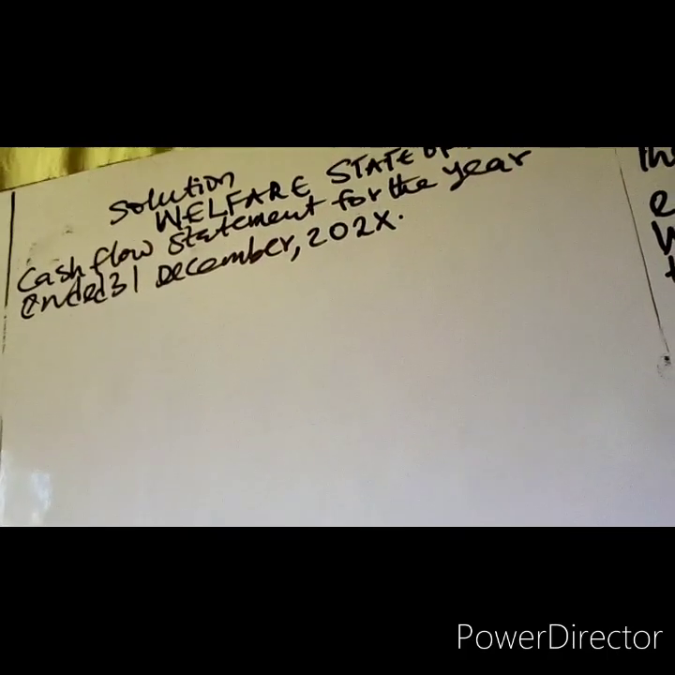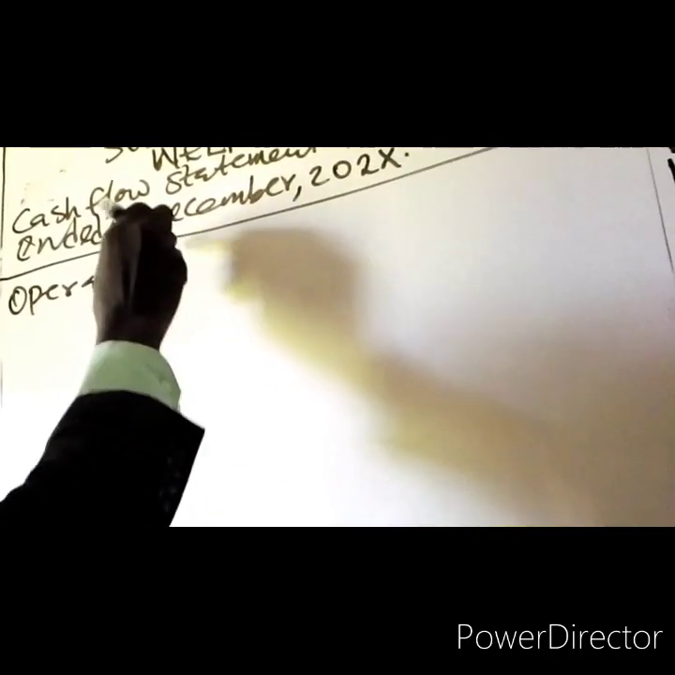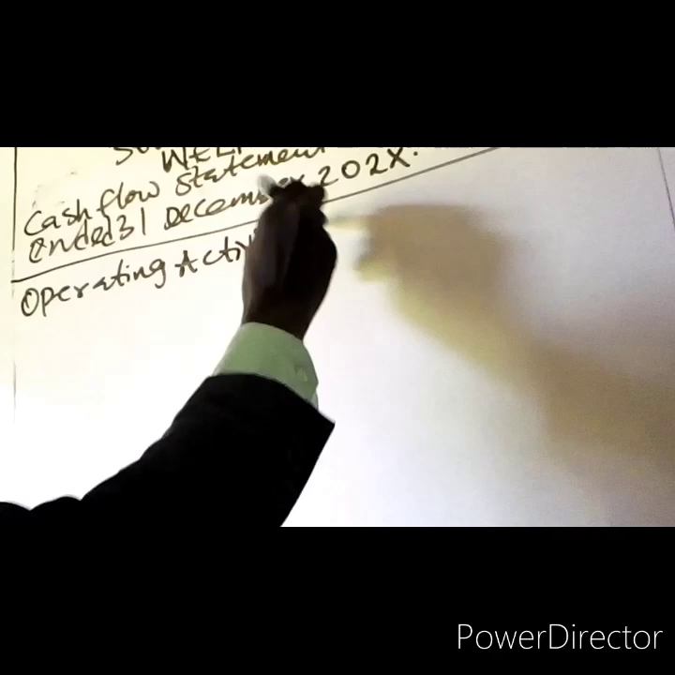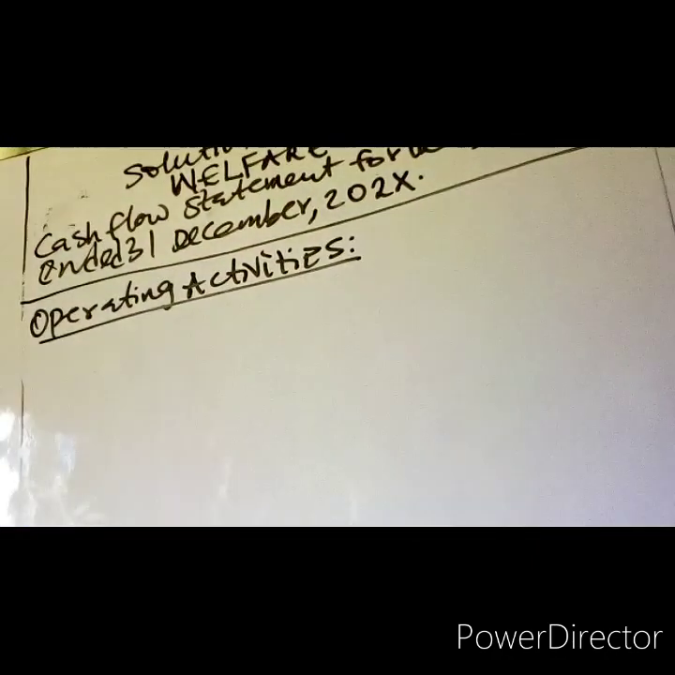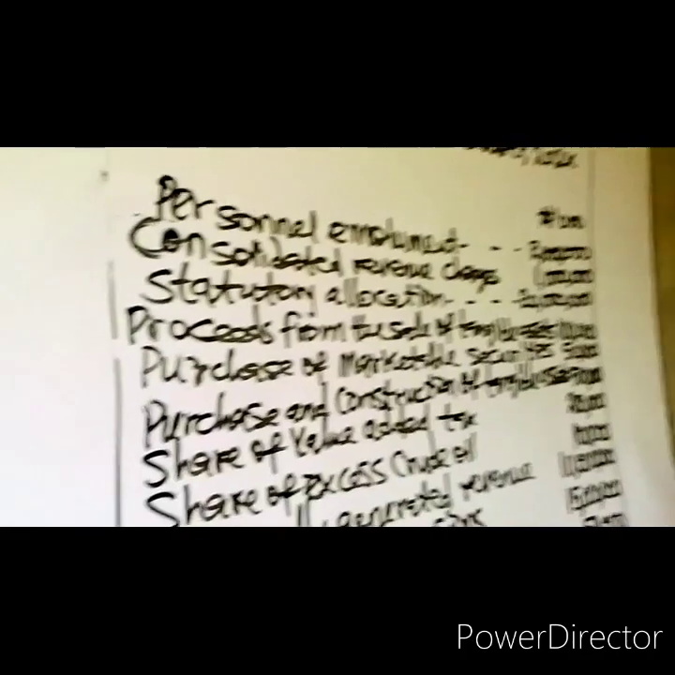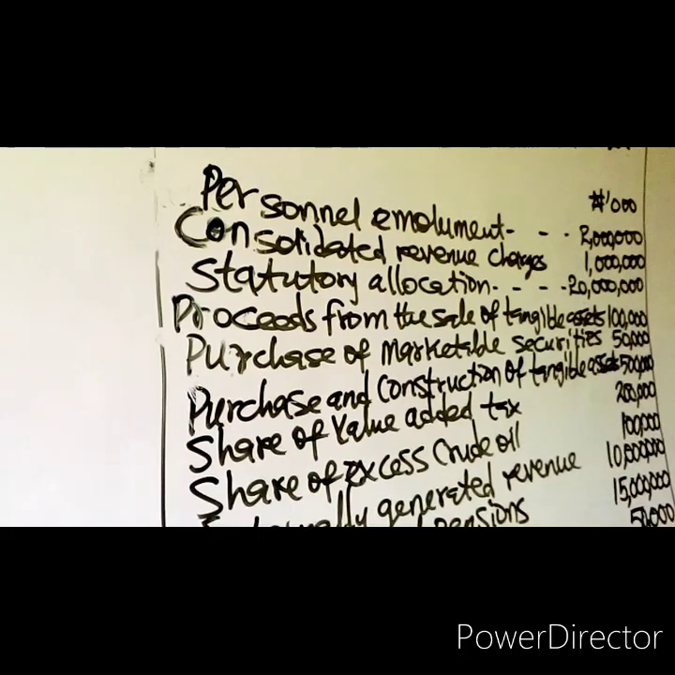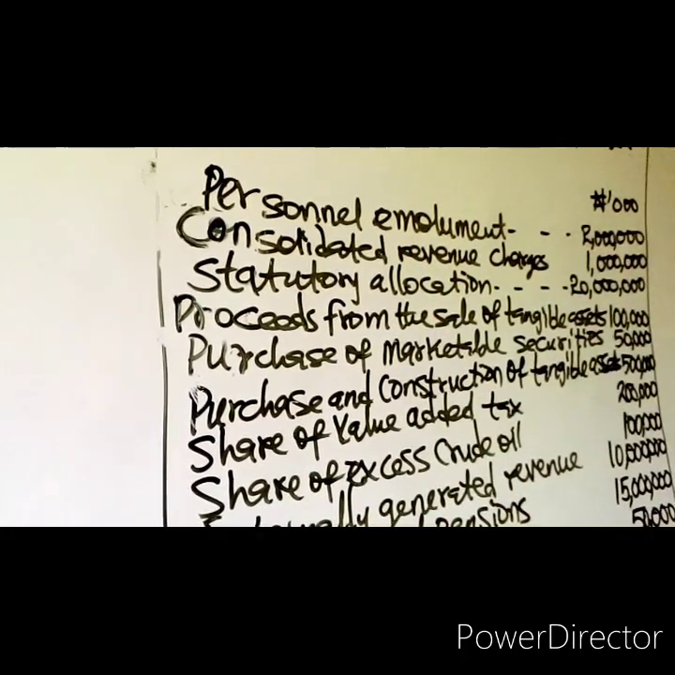So I'm telling you that the first heading is operating activities. I've told you that you have revenue and expenditure of the government that fall within their principal activities. The first item is personnel emolument, and that is 2 million. That is an outflow. That is payment. That is operating activities, but it is payment.